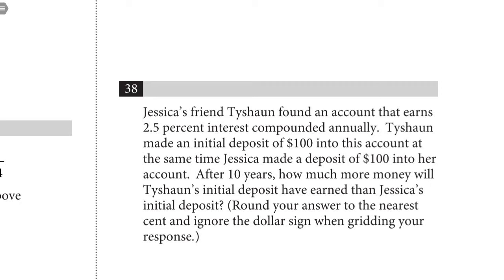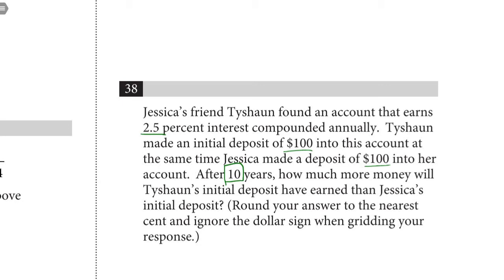Jessica's friend Tyshawn found an account that earns 2.5% interest compounded annually. Tyshawn made an initial deposit of $100 into this account at the same time Jessica made a deposit of $100 into her account. After 10 whole years, how much more money will Tyshawn's initial deposit have earned than Jessica's initial deposit? Round your answer to the nearest cent.